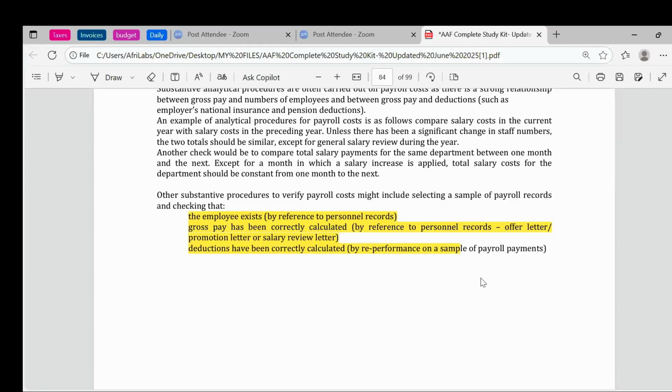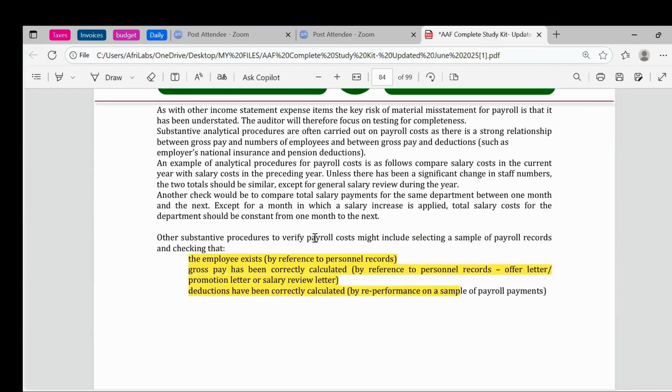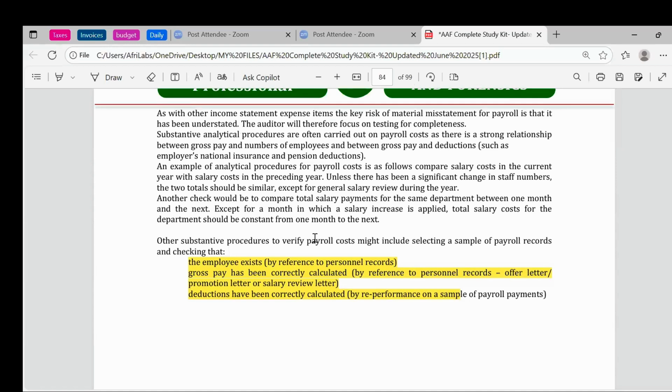Okay, check that the gross pay has been properly calculated. What does it show? Accuracy. Calculation, arithmetic. Accuracy. Deductions have been properly calculated. What does it show too? Accuracy.